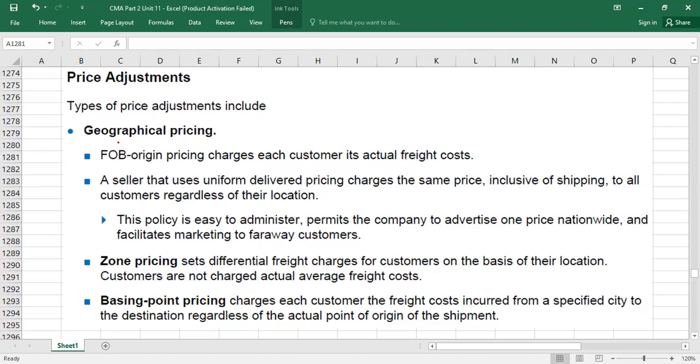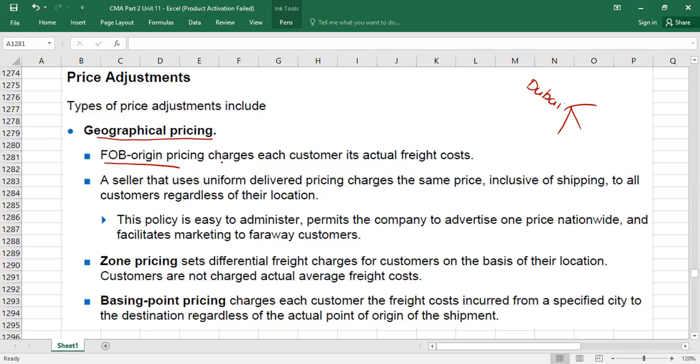First, this is geographical pricing we are talking about, like you are adjusting price according to the geographical area. For example, let's assume you are selling products from Dubai, maybe selling products online. So first is FOB origin pricing. This is what I'm going to explain.